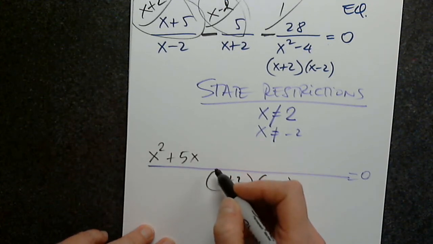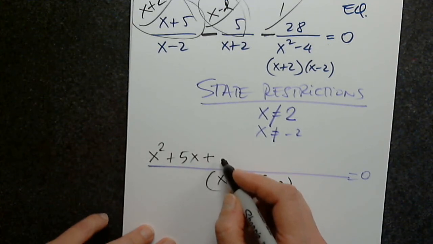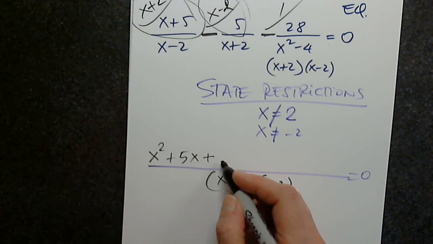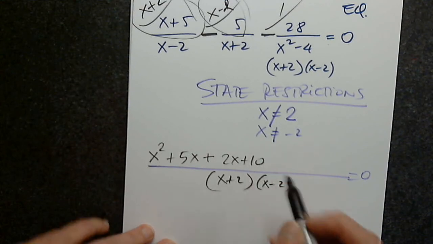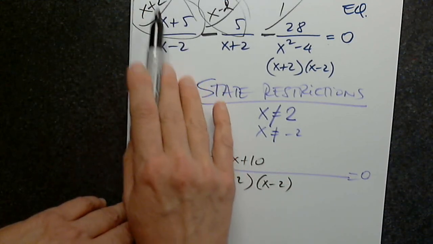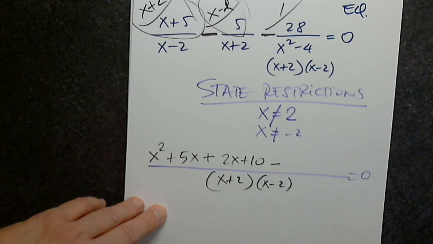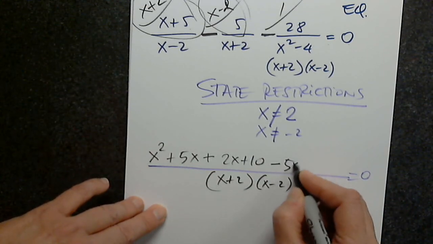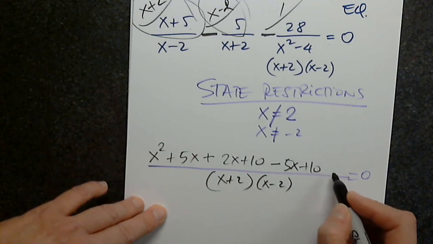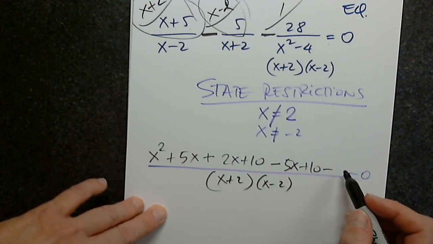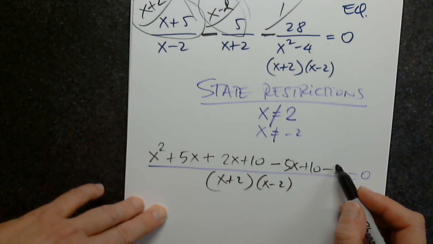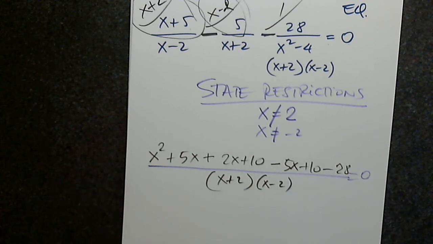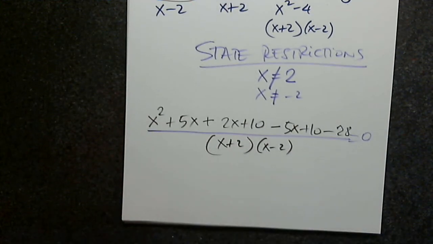X squared plus 5x. Excellent. X squared plus 5x plus two x plus 10. Excellent. X squared plus 5x plus 2x plus 10, minus. Careful, plus 10. And minus 28. What is the next step?